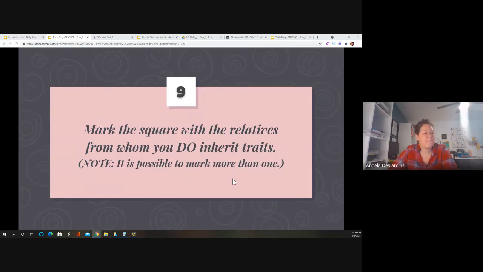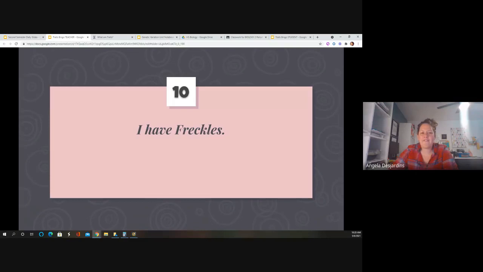Okay, number 10. You have freckles. You naturally have freckles. Okay, number 11. You do not have dimples. You do not have dimples. You do not have dimples. Okay, number 12.